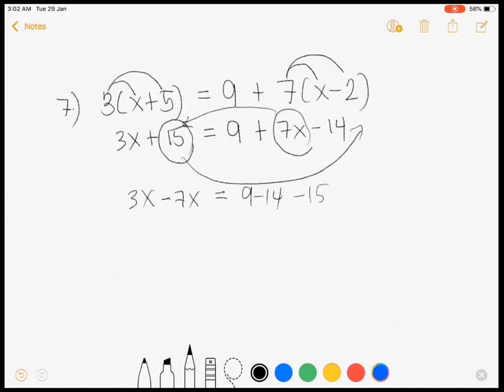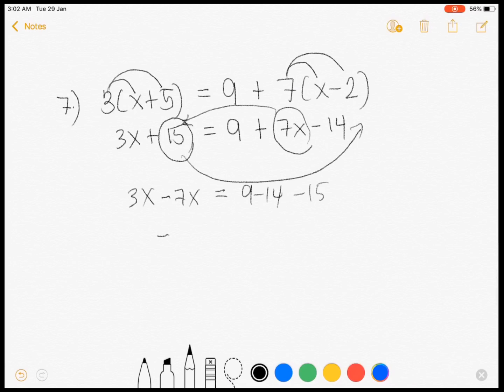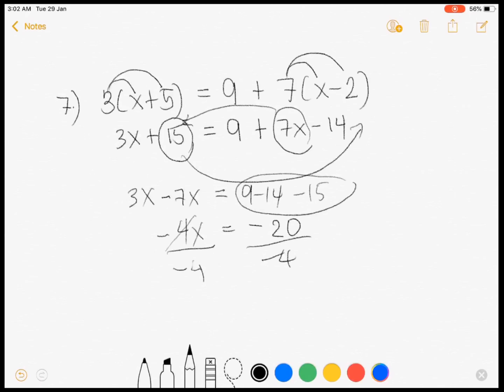Okay, combine similar terms. 3x minus 7x is negative 4x. Okay, then combine natin yung mga numbers sa right side. 9 minus 14 minus 15 is negative 20. Okay, so since ayaw nating may numerical coefficient yung x, para ma-cancel 'to, divide natin both sides by negative 4. Okay, so cancel na yung negative 4 sa left side. So we have x is equal to negative 20 over negative 4 is 5.